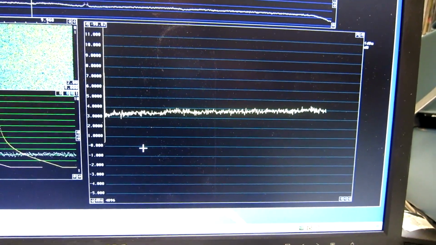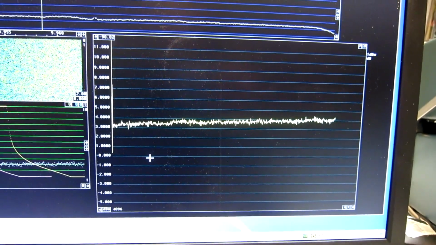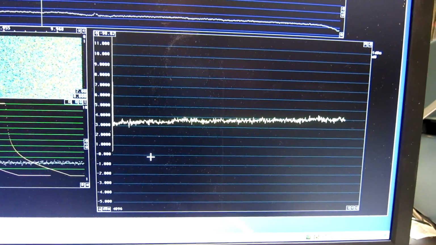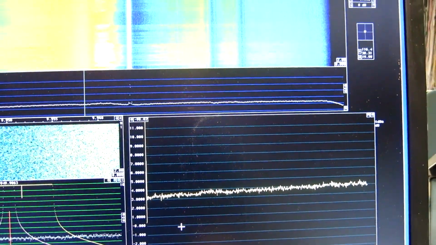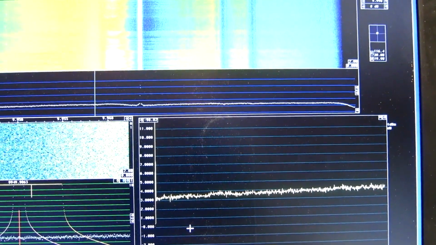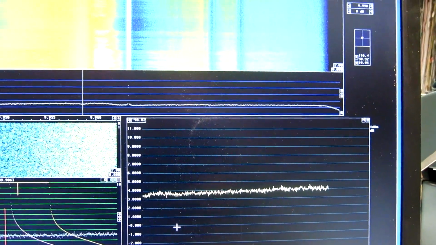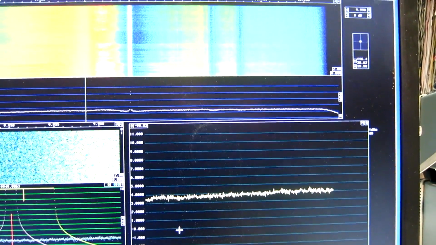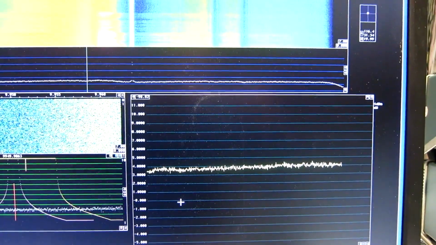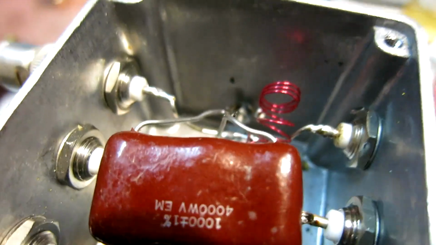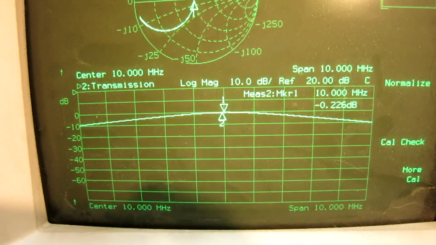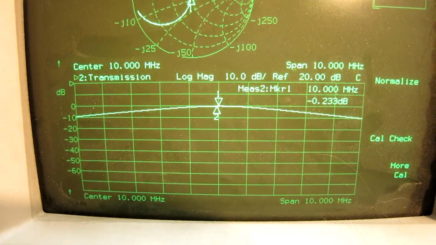There is 300 milliamps through it, and well, the loss is, I have forgotten, was it 1 dB or even more, and the power level here is about half a watt, so 1 dB loss of half a watt gives a significant amount of heat. This is a 4 kilovolt Mica capacitor. Losses are fairly low. I see 0.2 dB through.